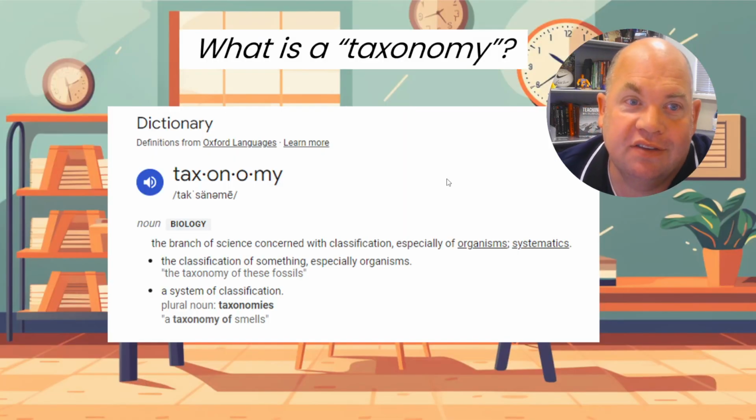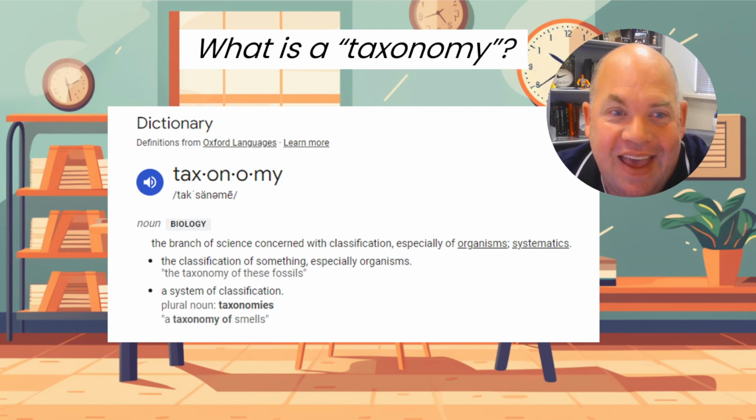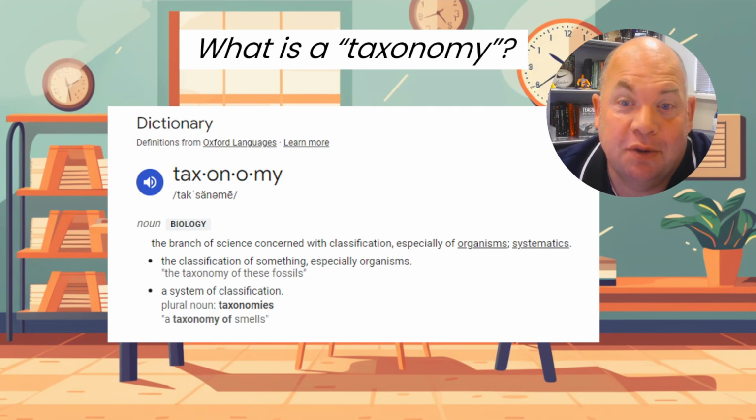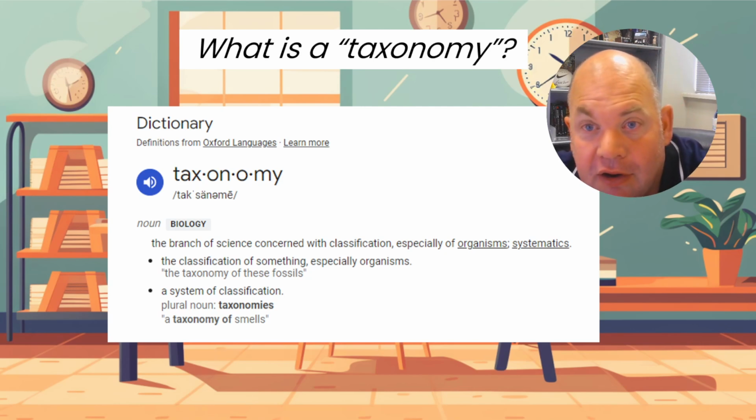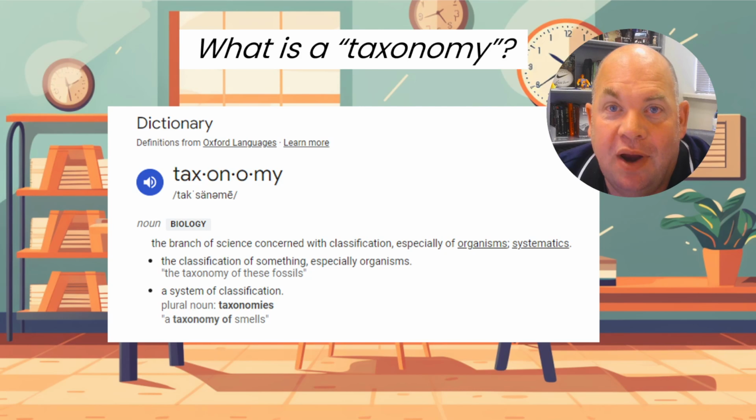So first, what's a taxonomy? According to Google, it is a branch of science concerned with classification, especially organisms or systematics, the classifying of something, or a system of classification. So we can have a taxonomy of anything. It's simply a way of organizing things. So I have a taxonomy for how I organize my baseball cards. We have a different taxonomy for how I organize files on my computer within my Google Drive and things like that. It's just a framework, right?